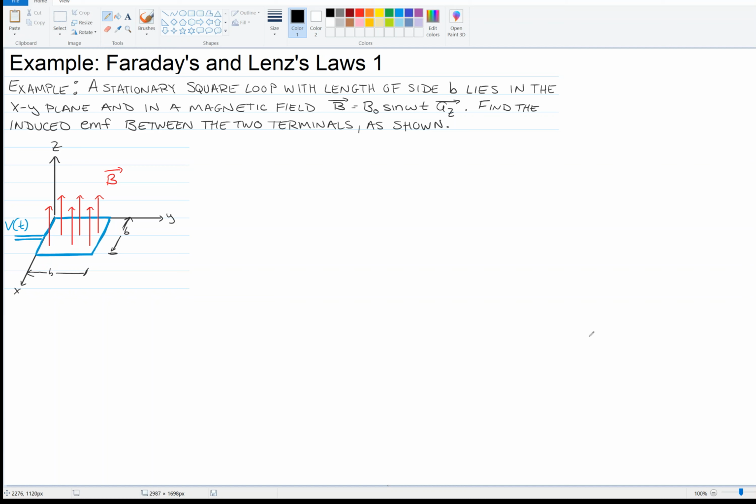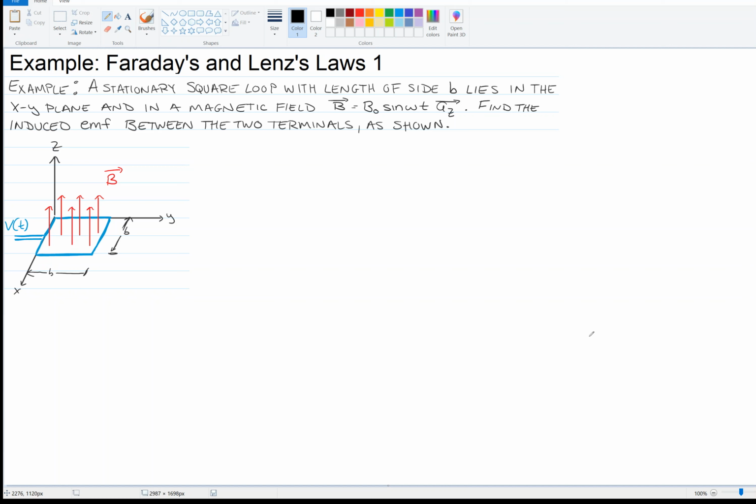Okay, so the idea here is that when you have a loop in a magnetic field and something is changing, so it could be the loop size, the area, it could be the angle it makes with B, or it could be B, the magnetic field itself, then you will have an induced EMF, electromotive force. So in this case, the loop is stationary and it's the magnetic field that's changing. So Faraday's law says that the induced electromotive force is related to the derivative in flux, the time derivative in flux, the rate of change that is.